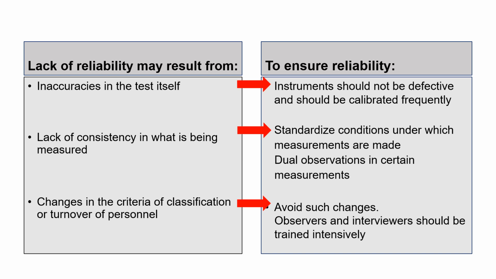Lack of reliability may result from inaccuracies in the test itself, so to remedy this, instruments should not be defective and should be calibrated frequently. It also results from lack of consistency in what is being measured. So, standardize the condition under which the measurements are made, or take dual or triple measurements. It may also result from changes in the criteria of classification or turnover of the personnel. Avoid such changes and train observers and interviewers intensively.